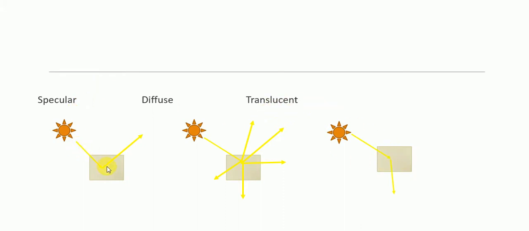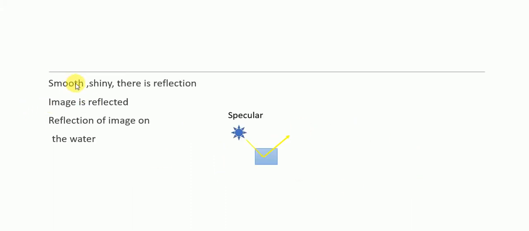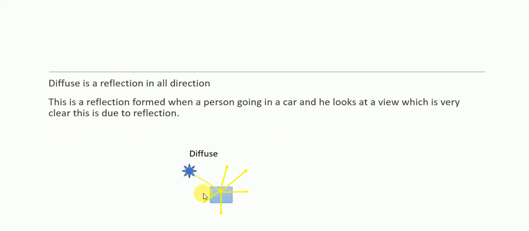So specular is where the light is reflected, for example on water. Diffuse is where the light is spread, for example on a road. Translucent is where the light passes through, for example in a teapot or a glass, and you can see that example. Smooth, shiny, specular reflection: the image is reflected, for example on water. And diffuse goes in all directions. For example, when you are going in a car and it is seen, that is diffuse.